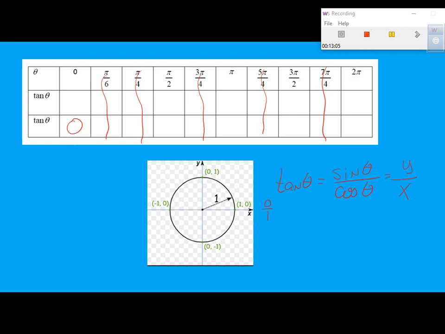Now let's look at pi halves. At pi halves, I have 1 over 0, which is undefined. That's why an asymptote shows up at pi halves. Let's look at pi. I'm going to have 0 over negative 1, which is going to be back to 0. But at 3 pi halves, I'm going to have negative 1 over 0, so I'm back to undefined. And then back at 2 pi, I'm back to 0.